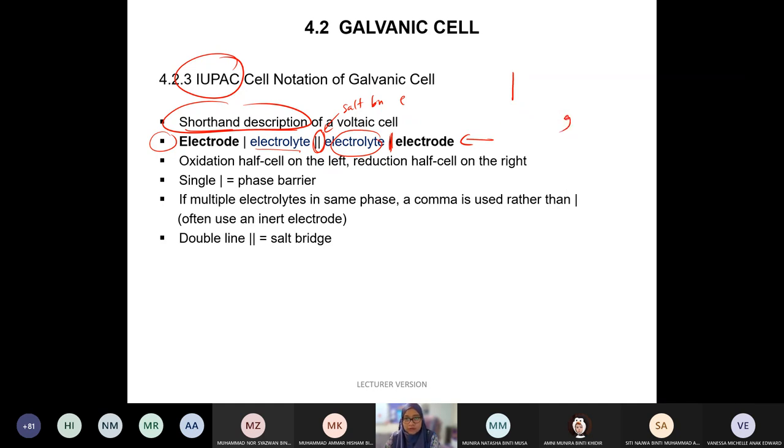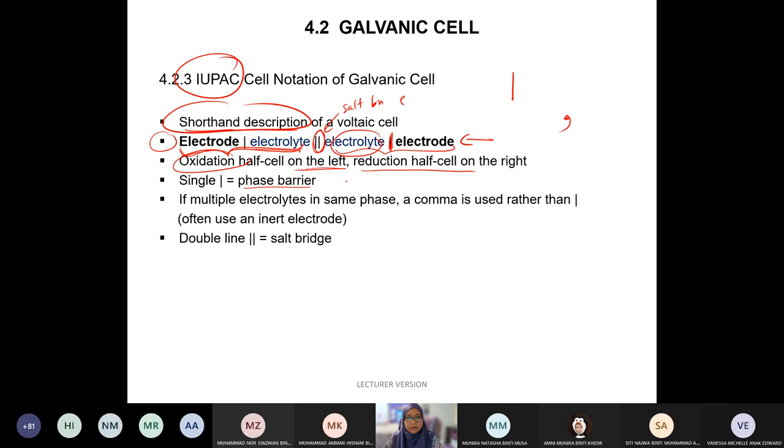Comma and then the electrode for the reduction. So this right here is for the oxidation, on the left. The left is oxidation. The right hand side is for the reduction. So it mimics the galvanic cell actually, but in the form of notation. Like I said just now, the single line represents the phase barrier.